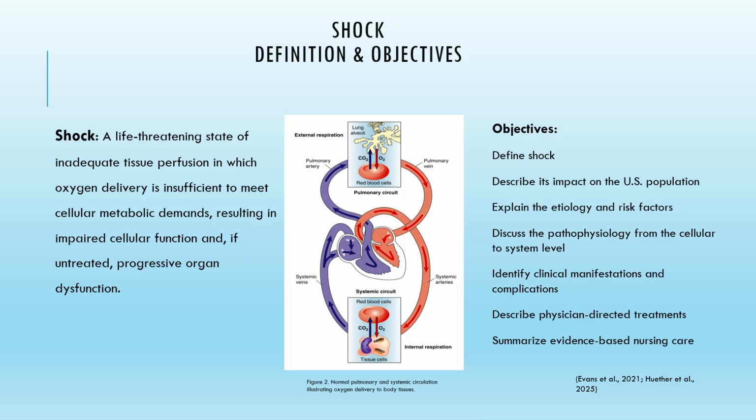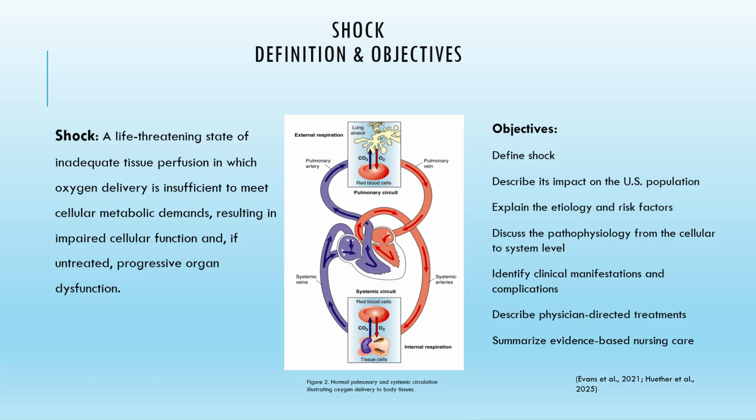Before discussing the different types of shock, it is important to first define what shock actually is. Shock is a life-threatening condition in which tissue perfusion becomes inadequate to meet the metabolic demands of the body's cells. Although many people associate shock with low blood pressure, hypotension is often a later finding. The underlying problem is inadequate oxygen delivery to tissues, preventing cells from producing the energy they need to function normally.